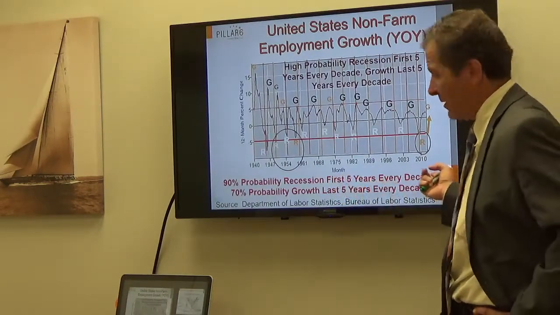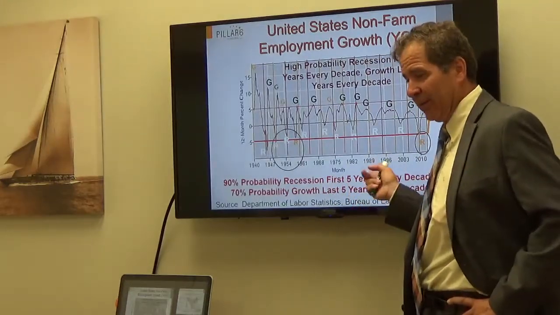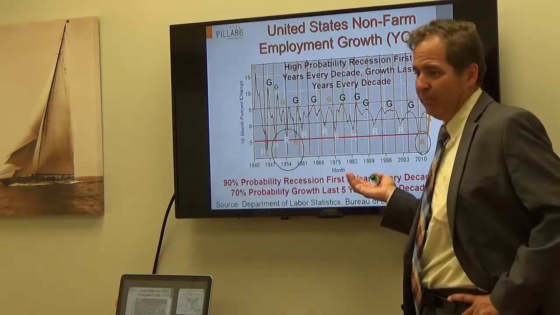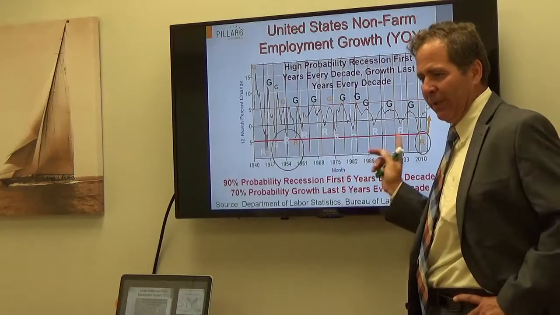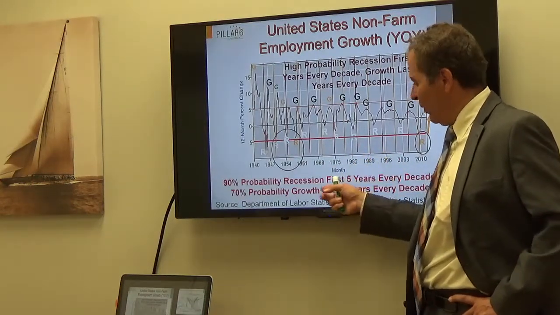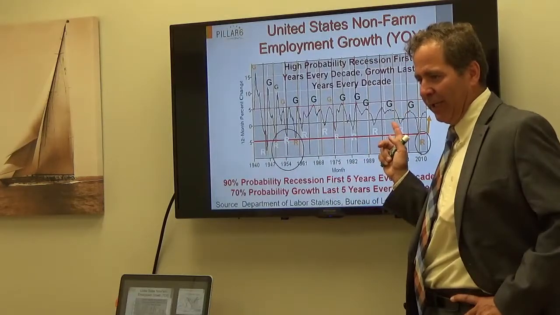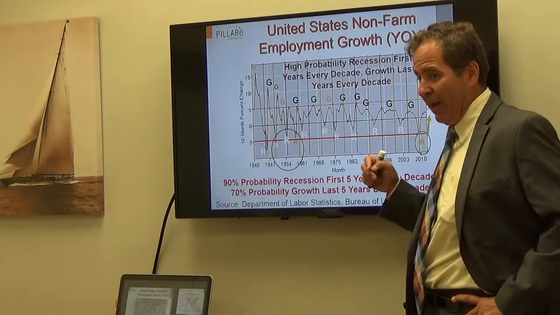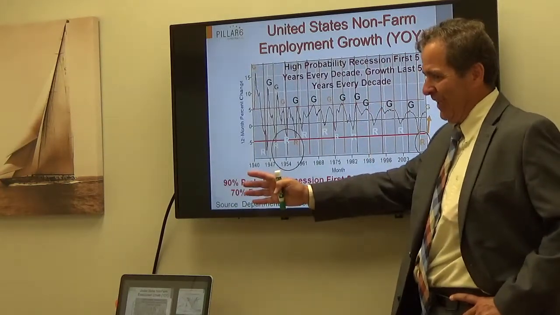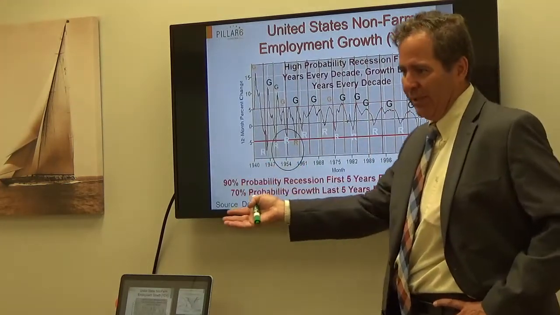Because we've had recessions 90% of the time in the first 5 years of every decade. So 90% probability within the first 5 years of every decade. That's pretty high. And growth peaks in the last 5 years of every decade. But we've now had the 08 recession, and the 08 recession bled through all the way to 13. So it still basically confirms the theory.